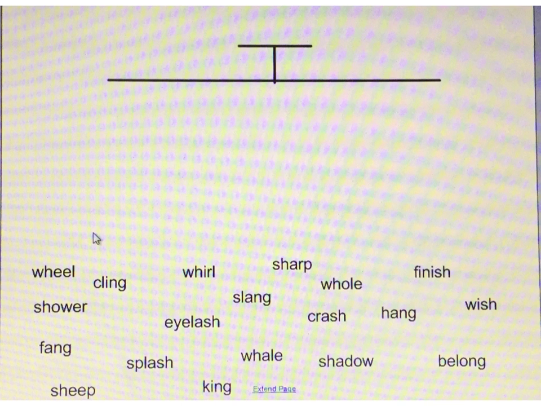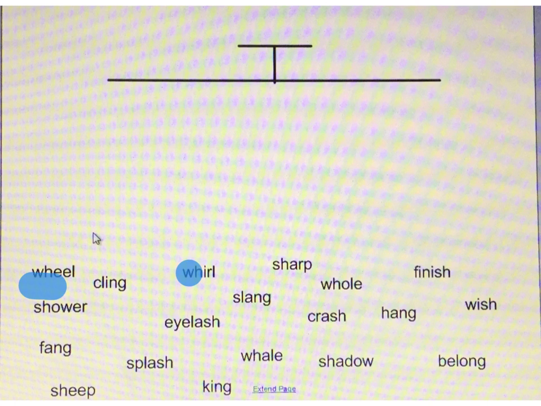First, we're going to notice some examples this week of some digraphs that you've probably already noticed with your teacher. Look at the words below. As I read them, see if you can find the digraph. First, we have wheel. Do you see the digraph in the word wheel? I do. It's right here. W-H. Do you see any other words on this list that have W-H digraphs?